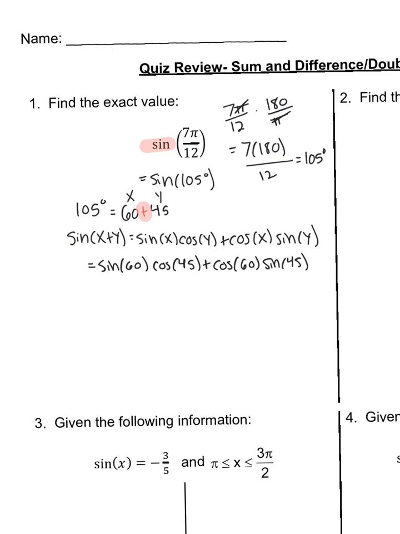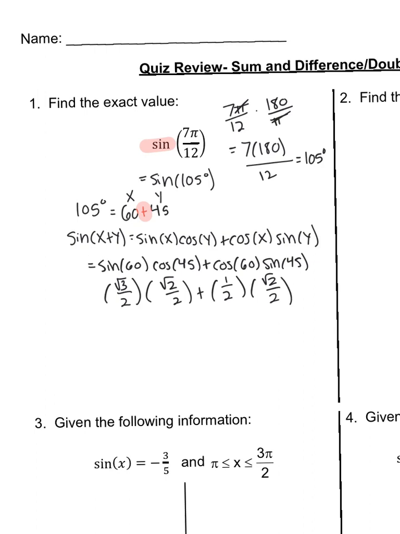The way that you evaluate these is by looking at your unit circle. So the sine of 60 is root 3 over 2. Cosine of 45 is root 2 over 2. Cosine of 60 is 1/2. And sine of 45 is root 2 over 2.